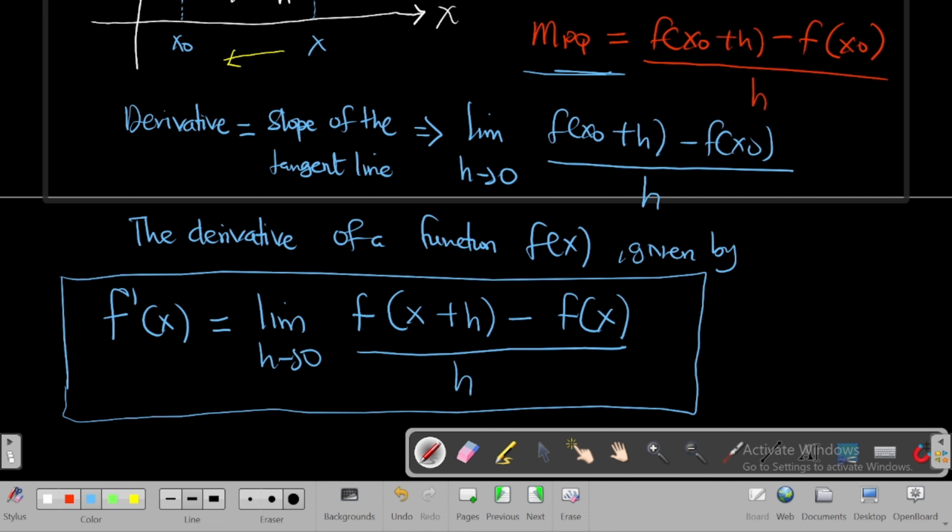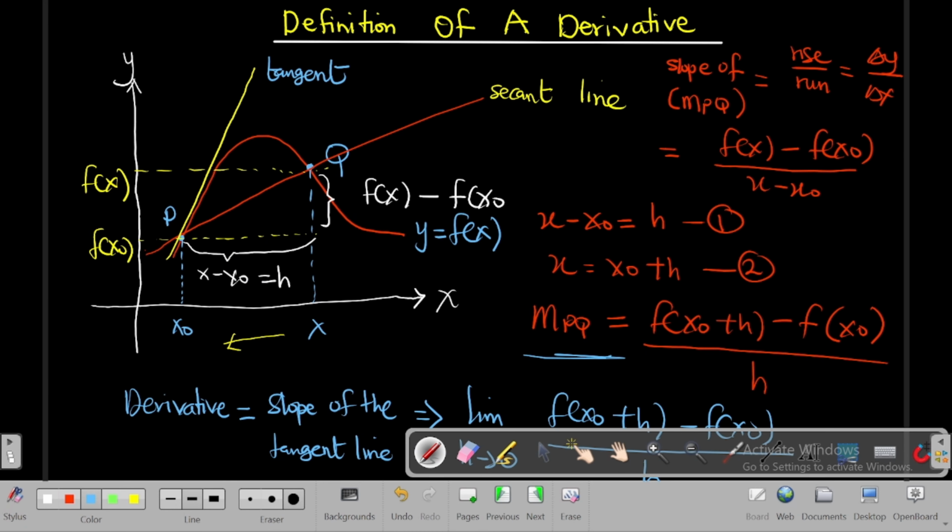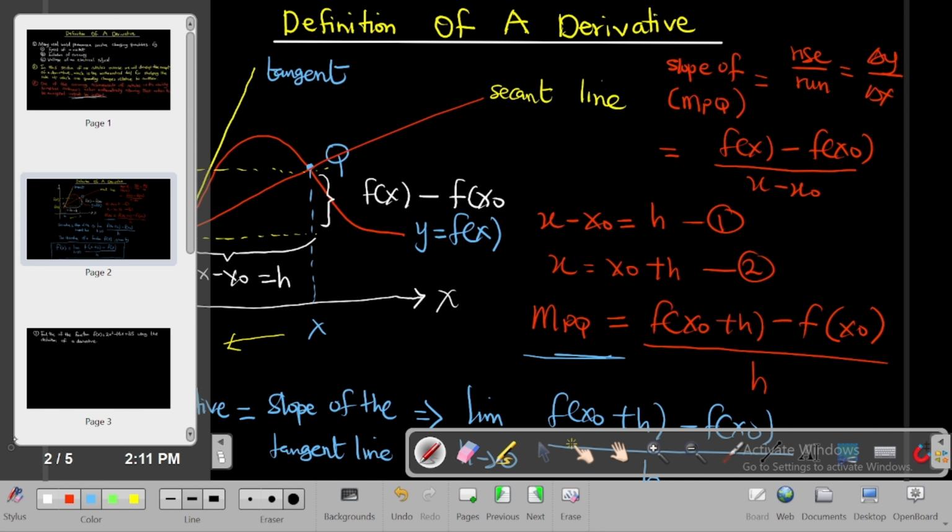So I believe now you get the whole point of how we are able to arrive at this particular equation to find the derivative, right? And this is what we call the definition of a derivative. Now let's dive into solving some questions using the definition of a derivative.